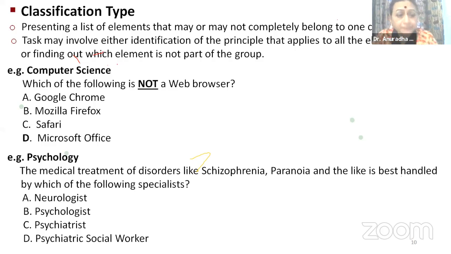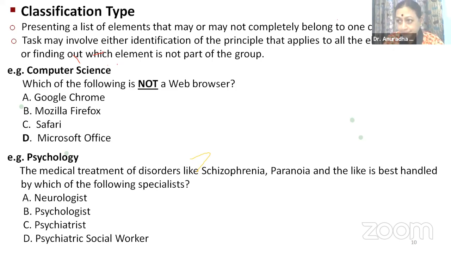Now here, classification type. Here is also another very interesting kind of multiple choice question. Sometimes you might have very many elements belonging to a certain concept, or that fit into a certain principle, or certain properties with respect to something. And all that you have to do is expect the student to identify which are the properties or which are the elements which belong to a group, and which is the one that is not belonging to that group.